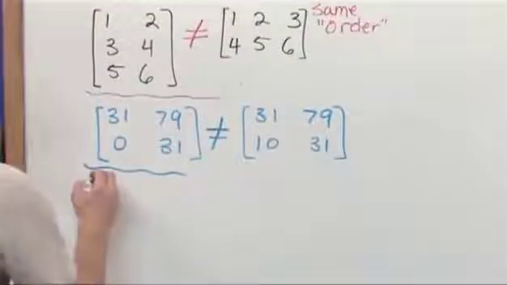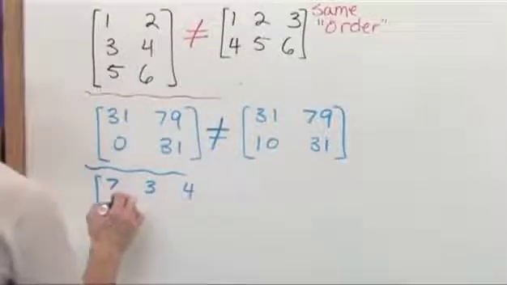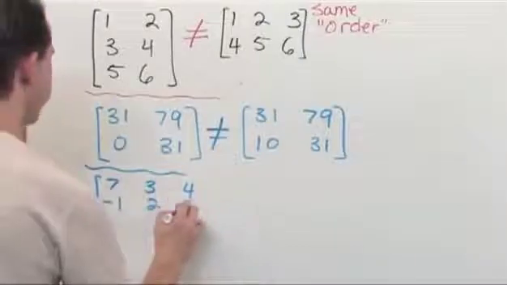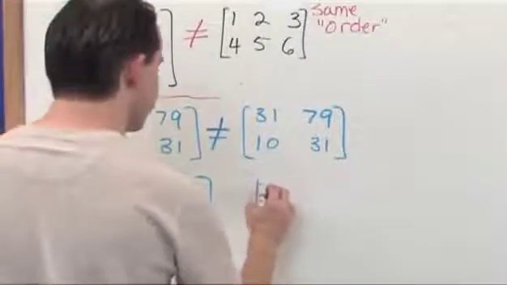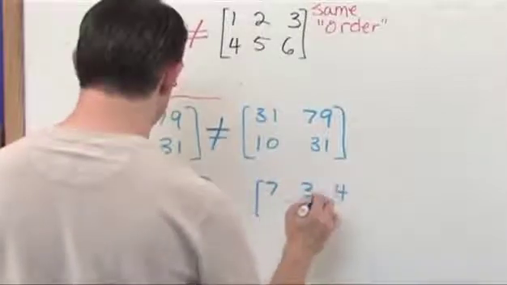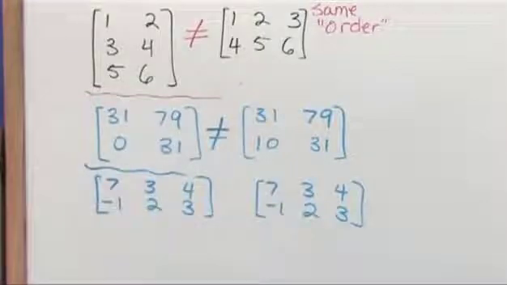Now let's look at another one. Let's say I have 7, 3, 4, negative 1, 2, 3. That's a matrix. And let's put another matrix down with some different elements inside. 7, 3, 4, negative 1, 2, and 3. And I ask you, are these two matrices equivalent?